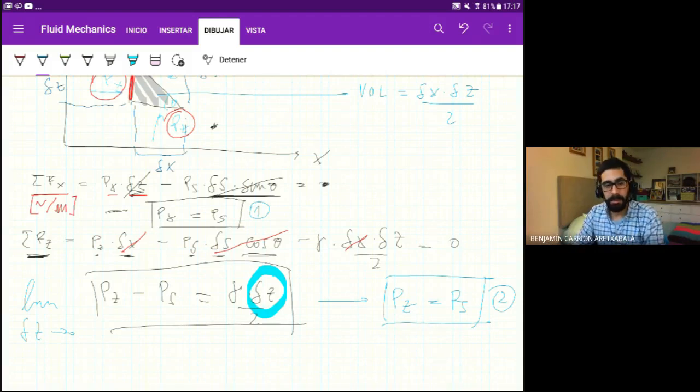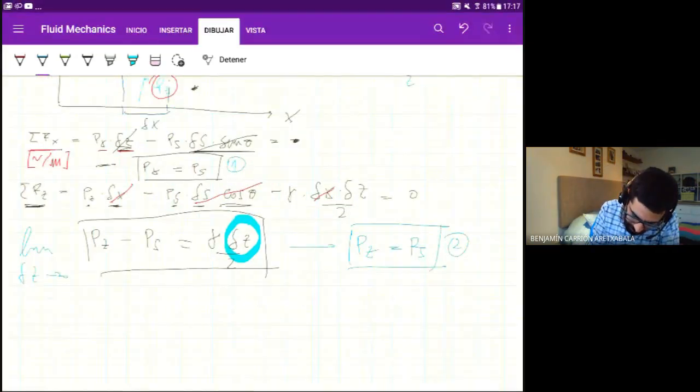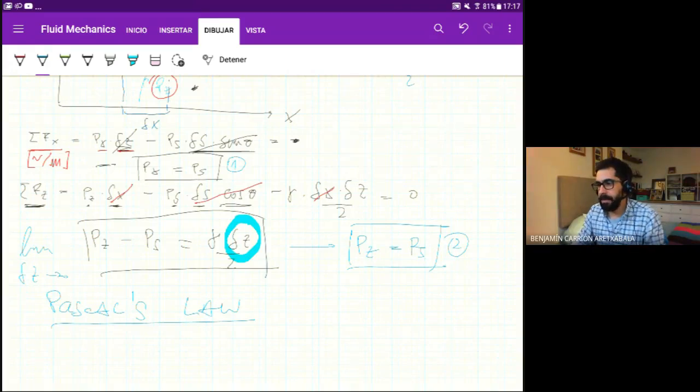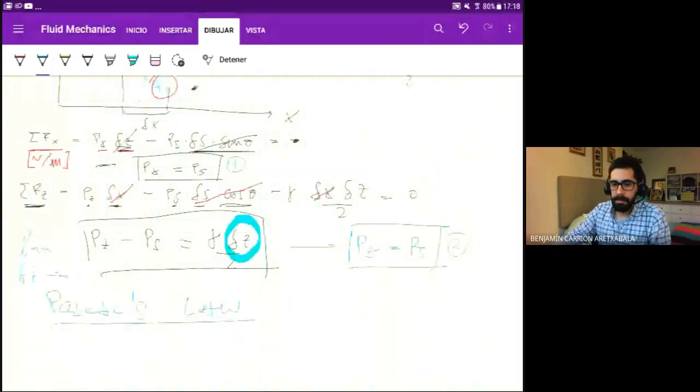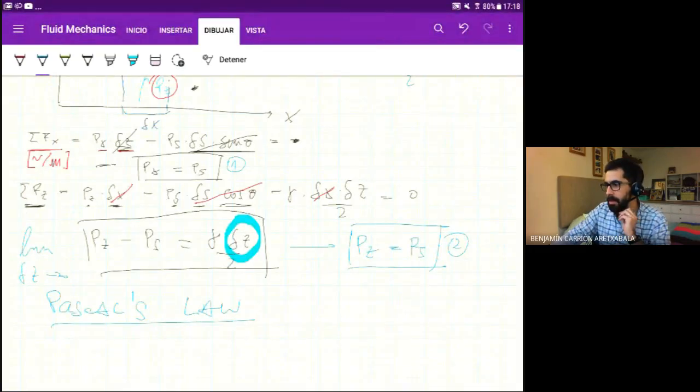It points up, down, lateral, in diagonal, and it's always the same. This is not the same for soil mechanics, for instance, but it is the case in fluid mechanics. And this is called, let me write this down, Pascal's law. It is on the slides. You can Google it, but it basically means that the pressure is the same in every direction. Okay, is that clear? Did I make it clear, or do you need another look at this?